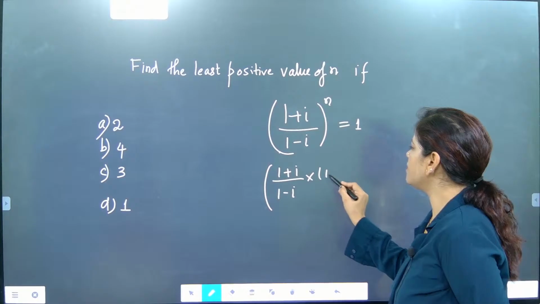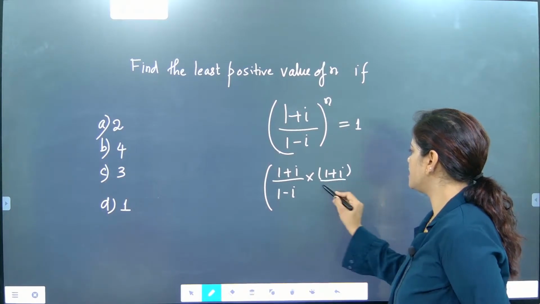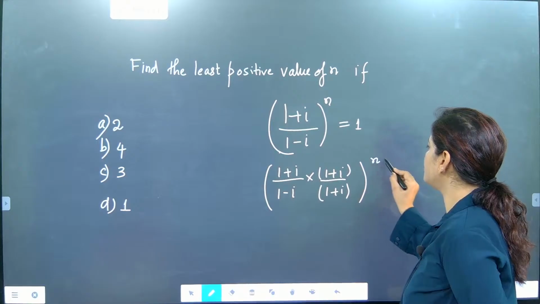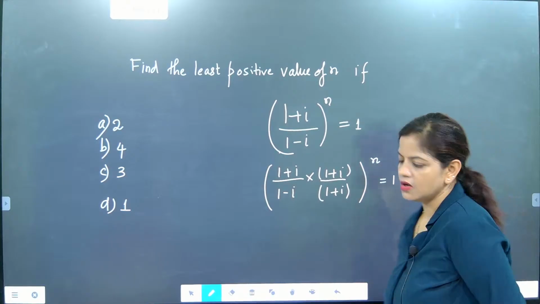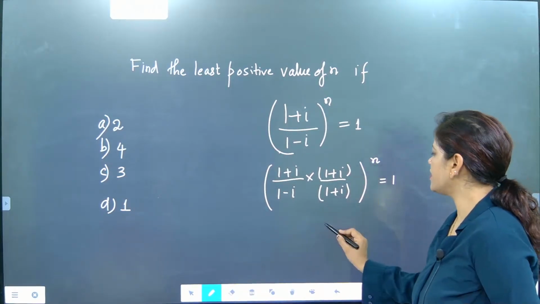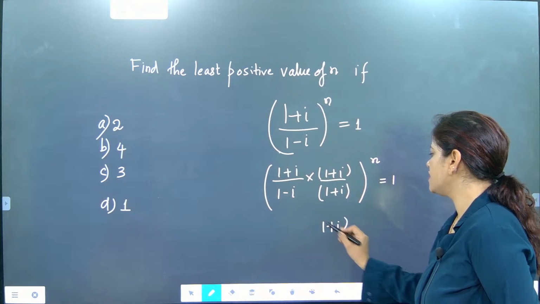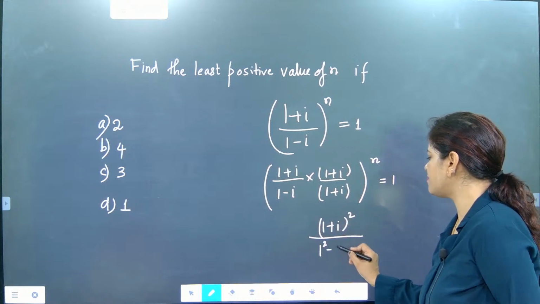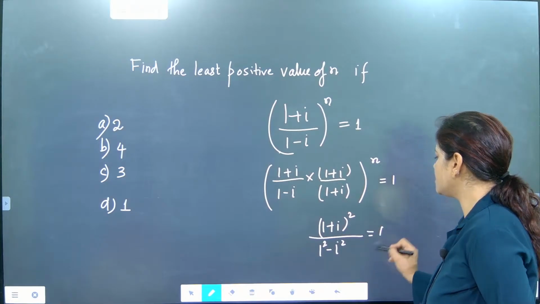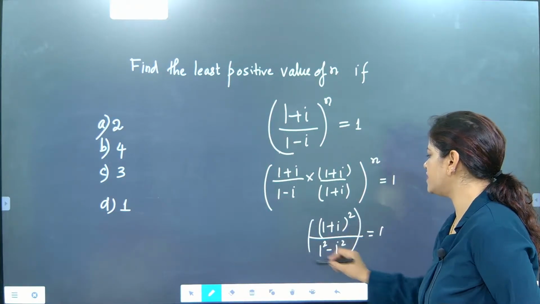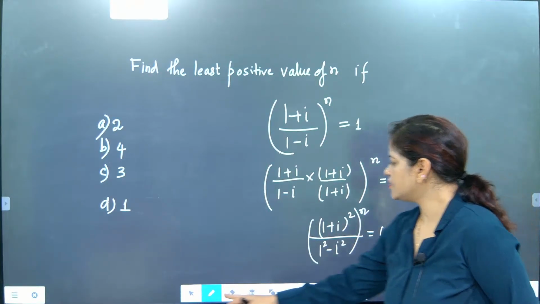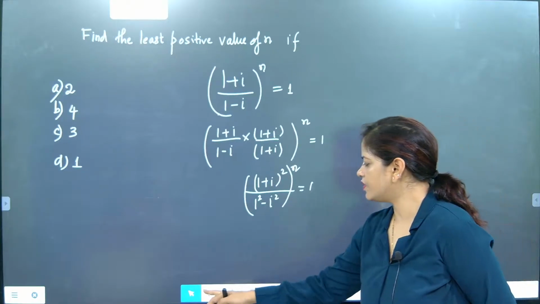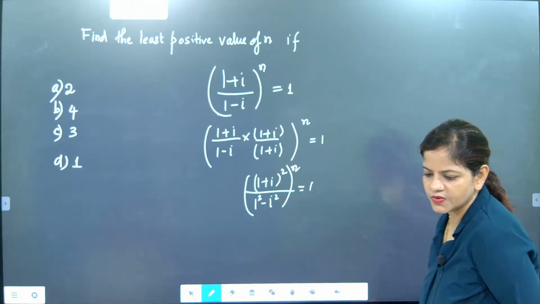So here it will become (1 plus i) over (1 plus i)... I rationalized it, to the power n is equal to 1. So here the numerator will become (1 plus i) whole square, and the denominator is 1 square minus i square, to the power n is equal to 1. Okay, so rationalization has been done. After doing rationalization, what you need to do is, check this one out.